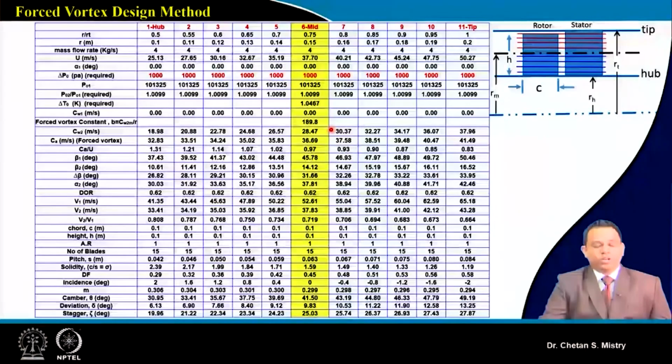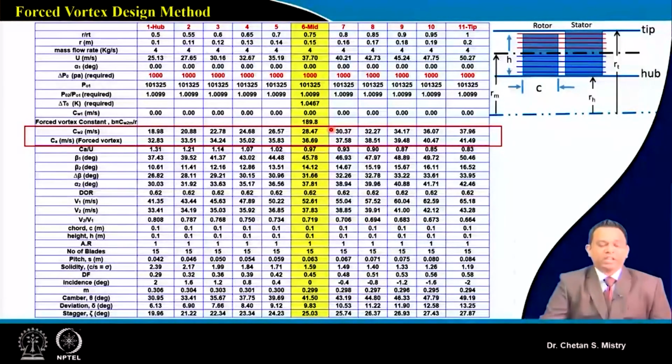Now if we put this in, it gives us the variation throughout my span for 11 different stations. And here, if you look carefully, we have a gradual variation happening for my axial velocity along my radius. You can see it is 32.83, and it varies to 36.69 at the mid station and 41.49 near the tip region.